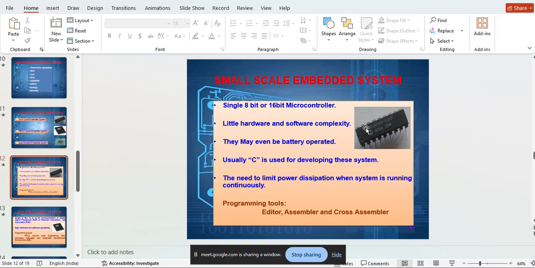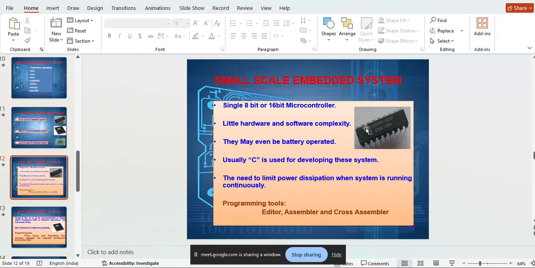You already know about the 8051 IC. These are dual in-line packages where the speed is very low, with 8-bit to 16-bit microcontrollers. This is the speed of the microcontroller. Note down these technical points: it has only 8-bit or 16-bit microcontroller speed of communication and data processing speed.